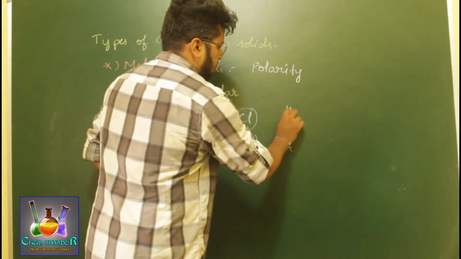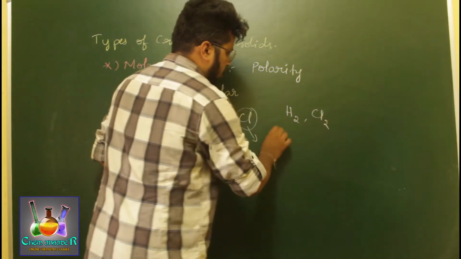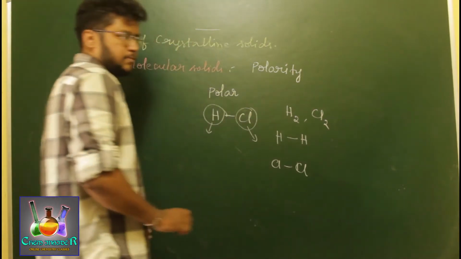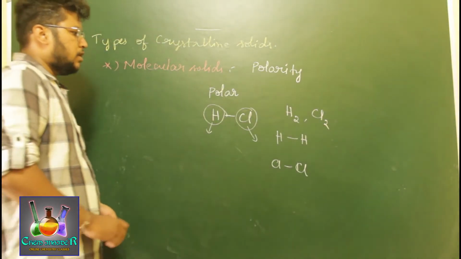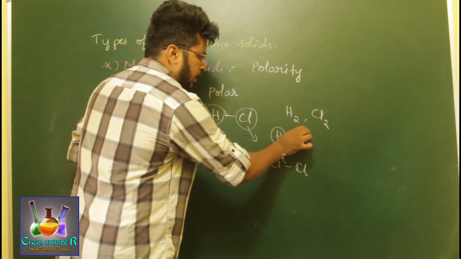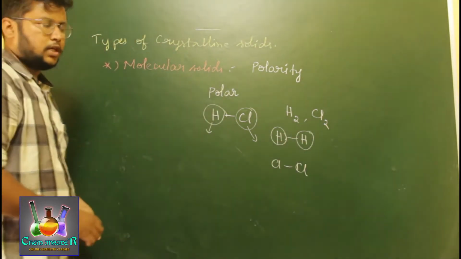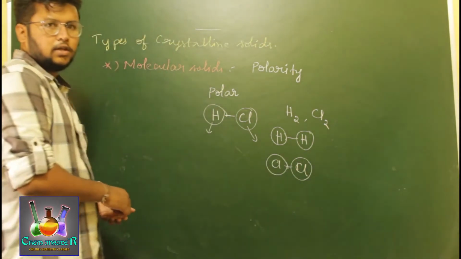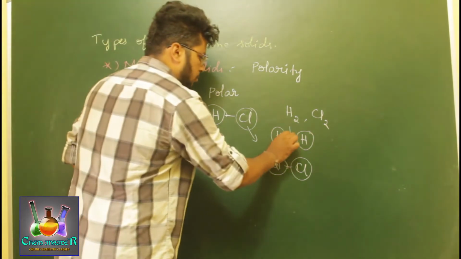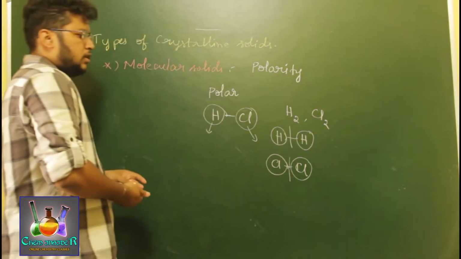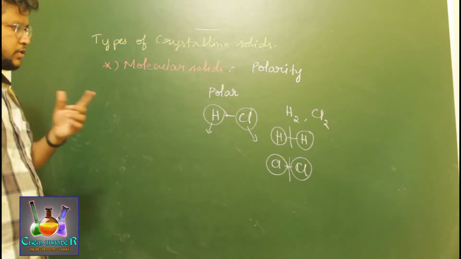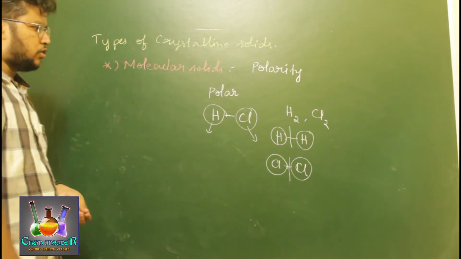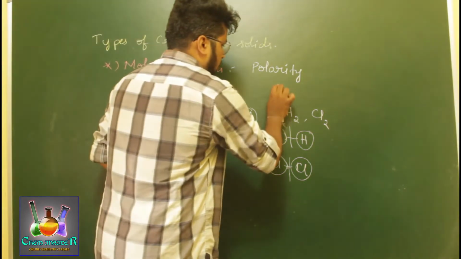Similarly, consider the example of an H2 or Cl2 molecule. H2 is made up of two hydrogen atoms and Cl2 is made up of two chlorine atoms. Here both hydrogens are equally electropositive in nature, and in Cl2 both chlorines are equally electronegative in nature. This results in zero dipole moment. The electronegative nature of the chlorine atoms or the electropositive nature of the hydrogen atoms get nullified, resulting in them being non-polar.